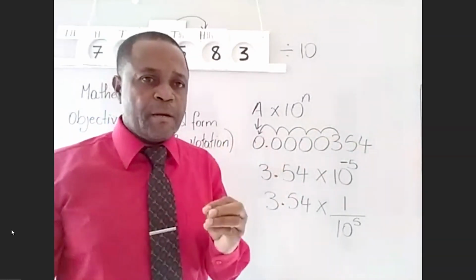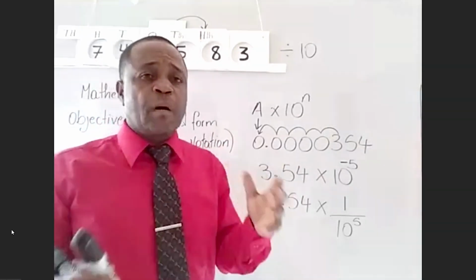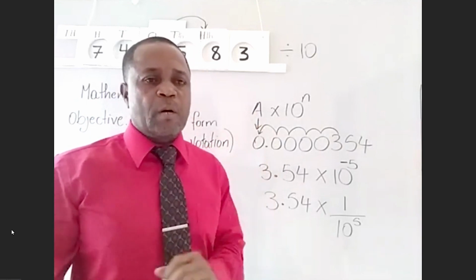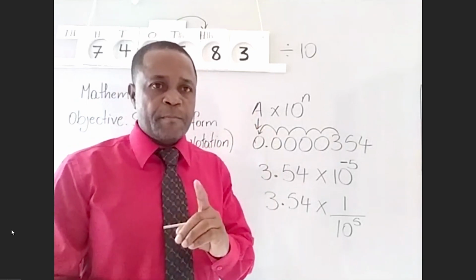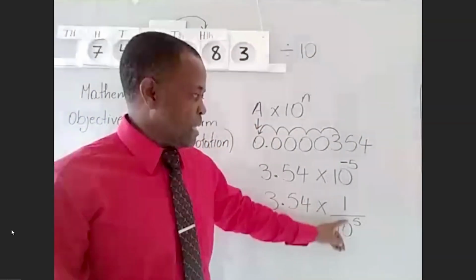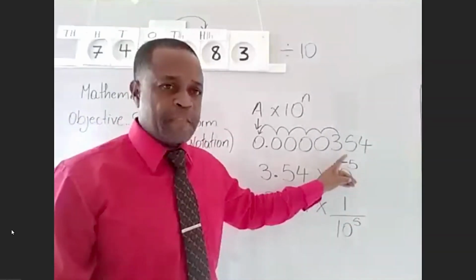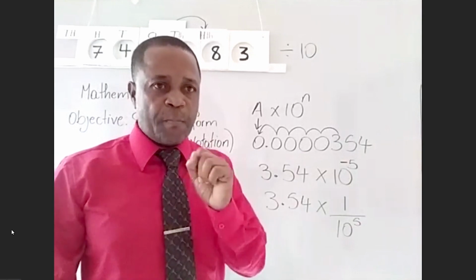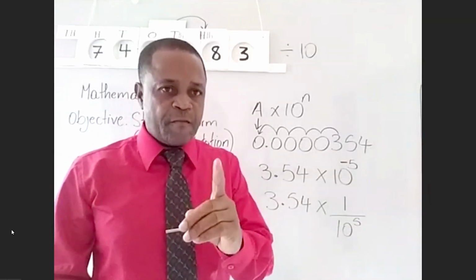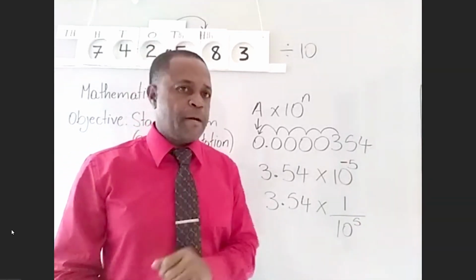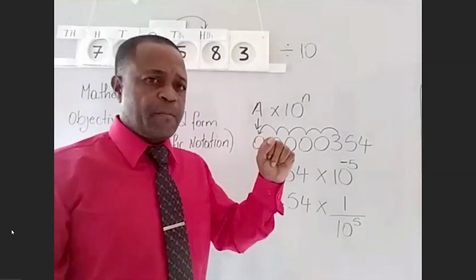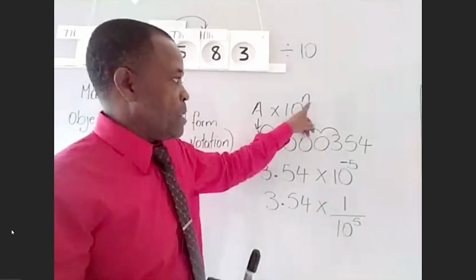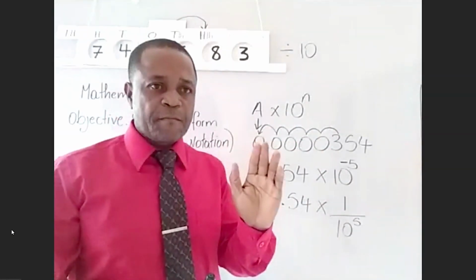So what we're actually saying here, if you're given a very small number, a number that is smaller than 1, and you want to write it in standard form, then the index, the power of 10, will be a negative power. So let's recap. If the given number is greater than 10, then n will be positive.